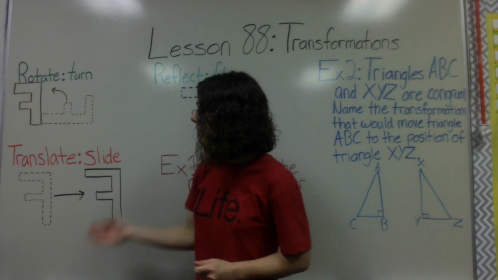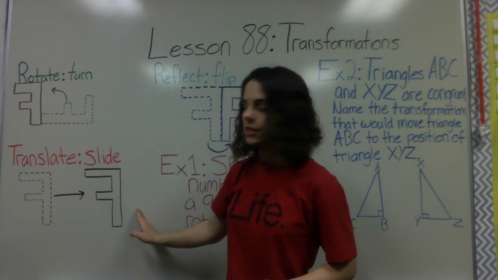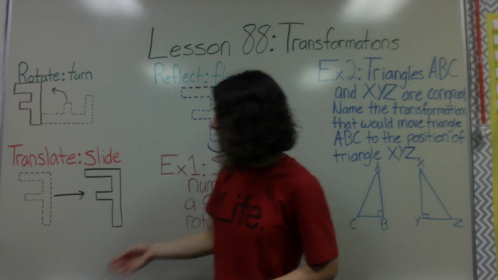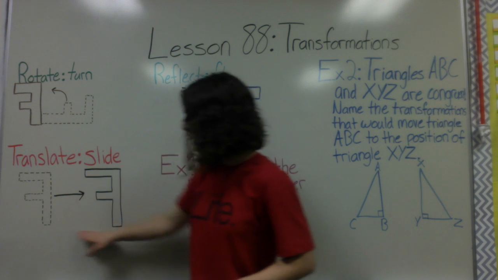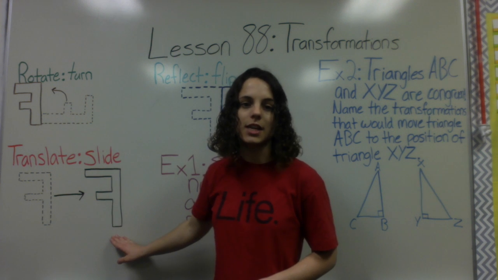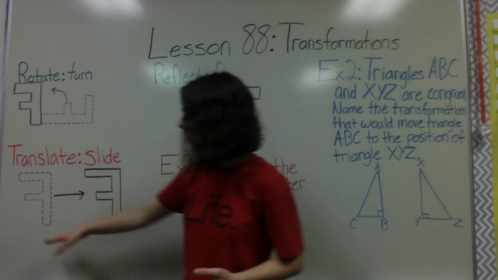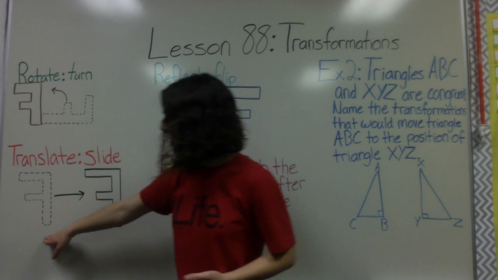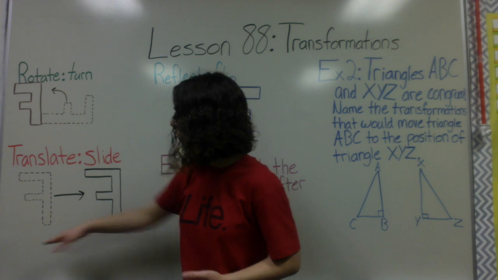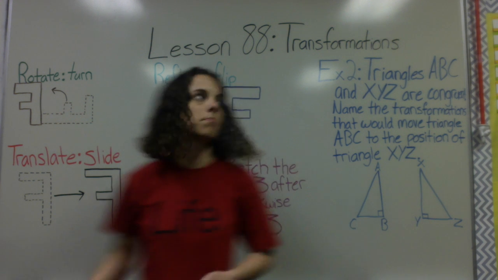Then we have when we translate a figure or a translation, that means it starts somewhere and then it slides. So translating is pretty simple. It's just sliding a different position. So we have a congruent figure, well, both figures, and it's sliding.